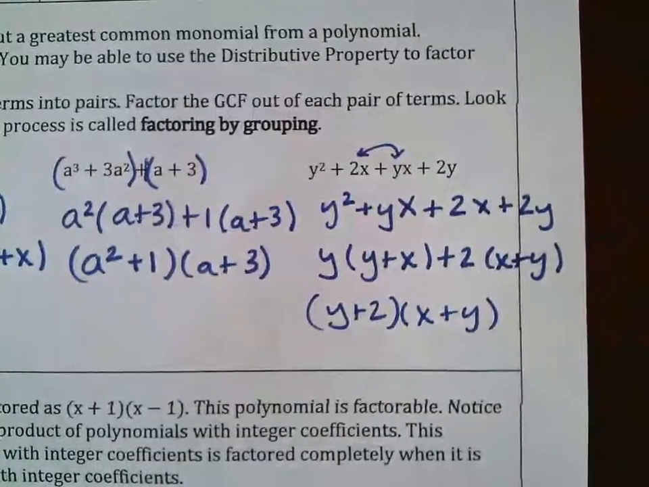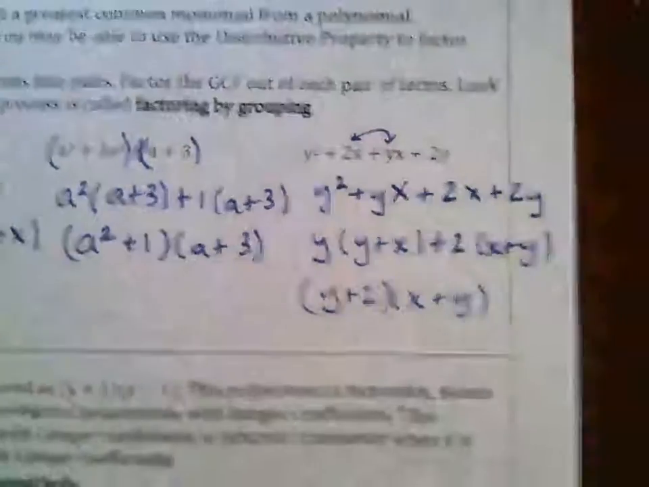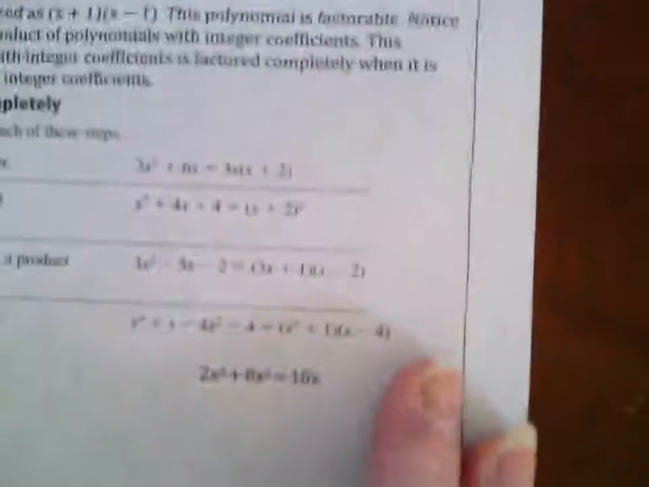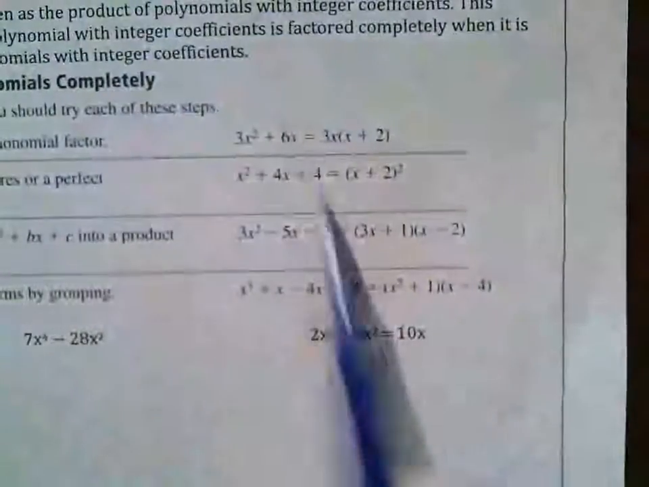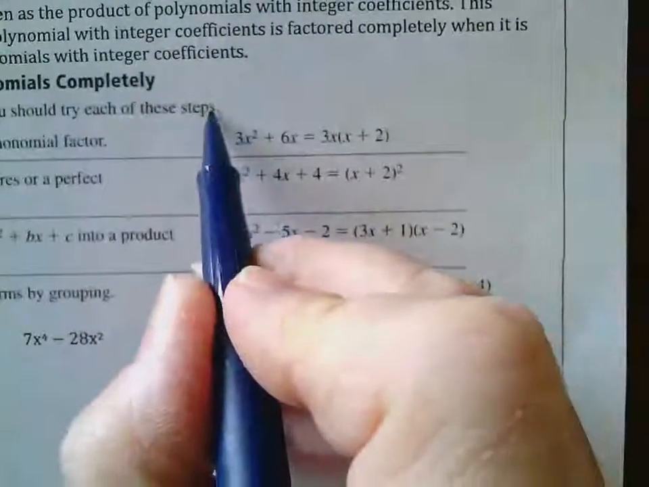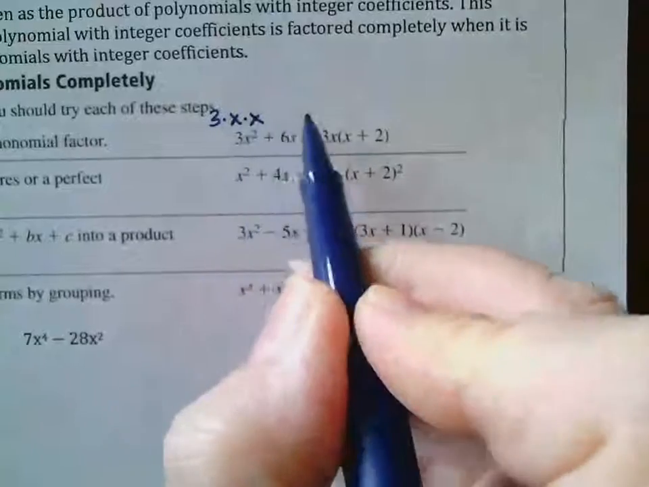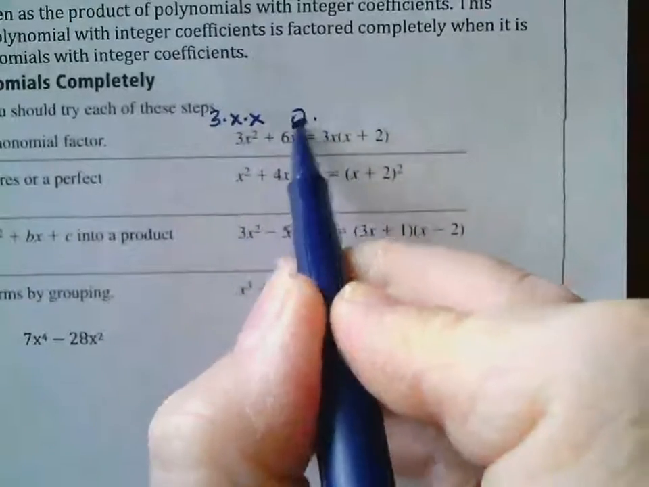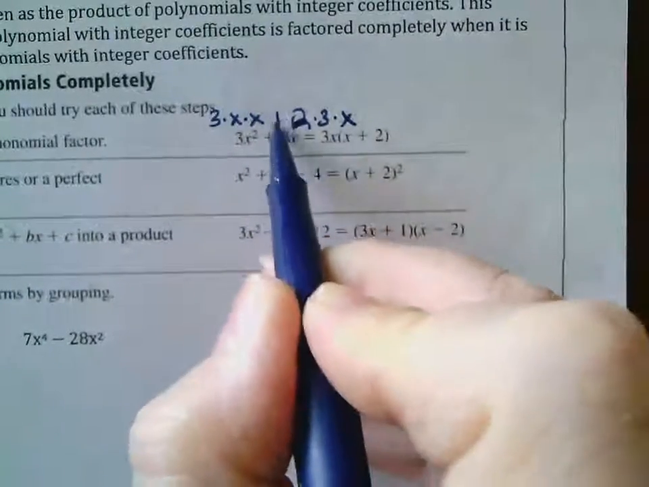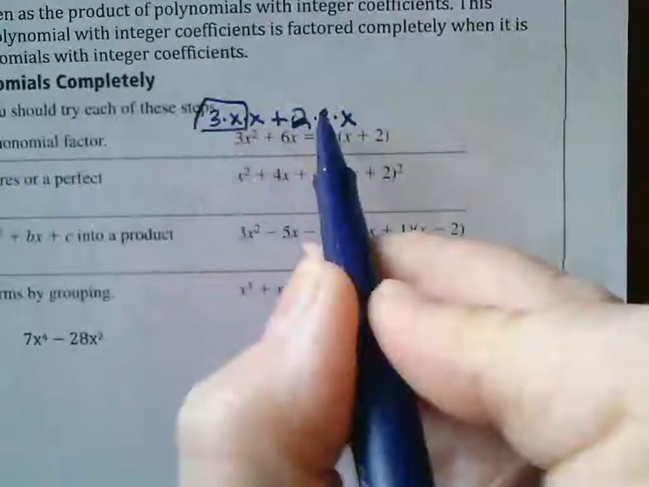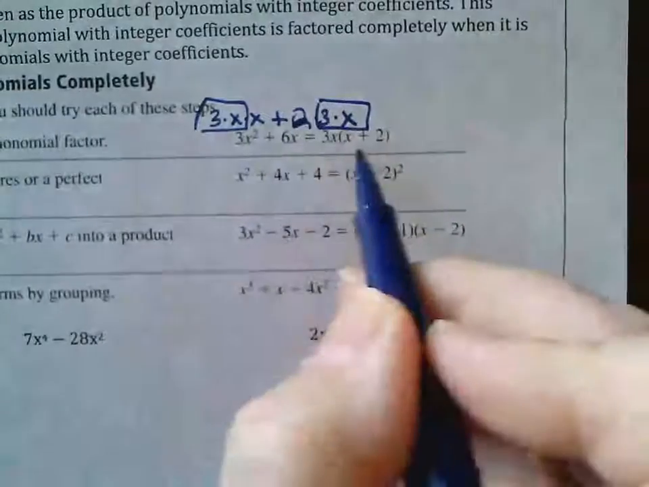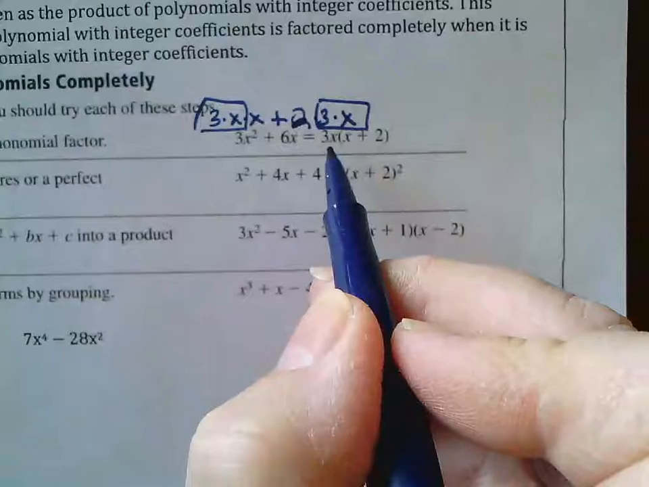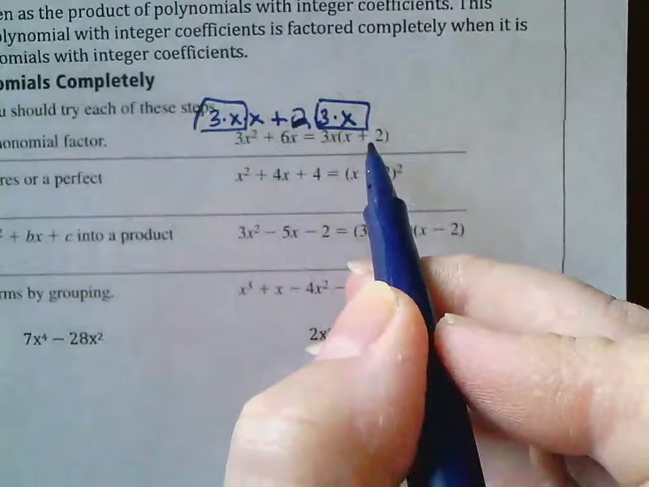And the more you practice it, the better you get, as with most things. So let's take a look at and just do a quick review of some of the things we've covered in this chapter. So we covered factoring. When we take 3 times x and 2 times 3 times x, and you're going to pull out the 3x in both of these and be left with x plus 2. So you're pulling out the 3x, and then you're left with x plus 2.